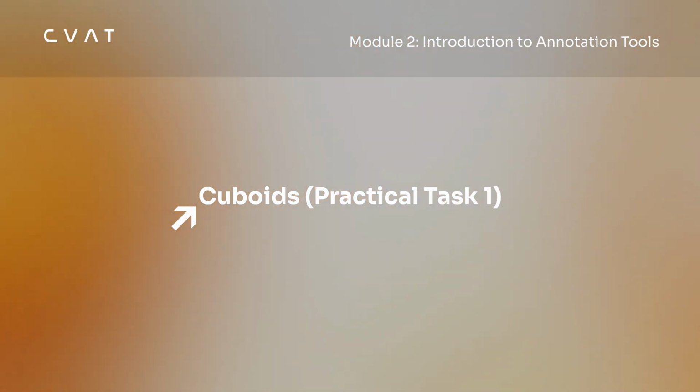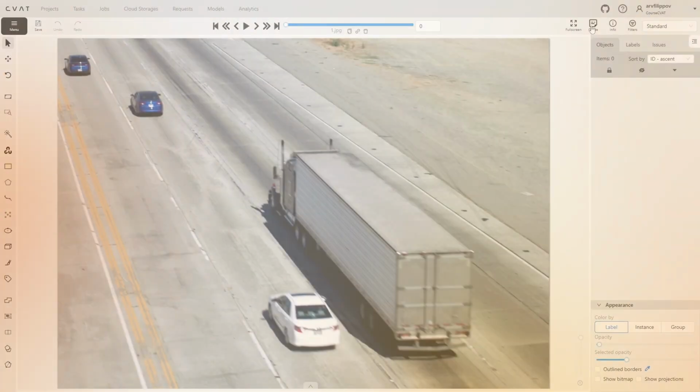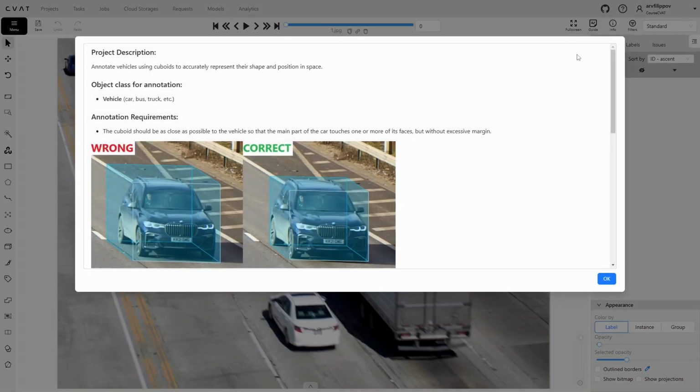In this video, we will learn how to use cuboids for image annotation in a real project. Let's get started. Let's open the instructions. To annotate vehicles, we need to use cuboids to accurately represent their shape and position in space. The objects for annotation include cars, buses, trucks, and other types of transport.